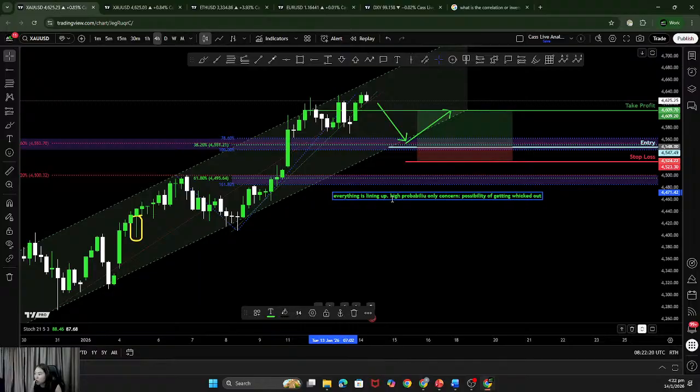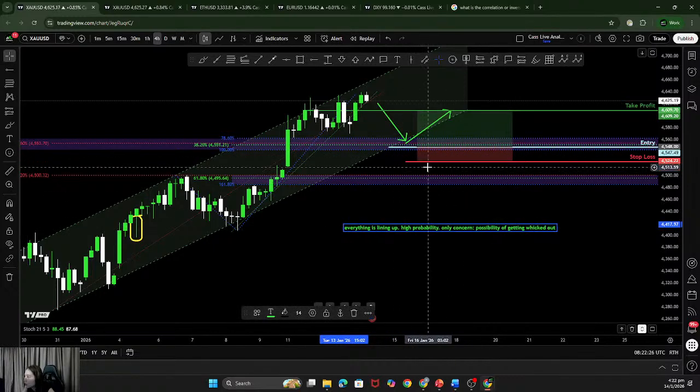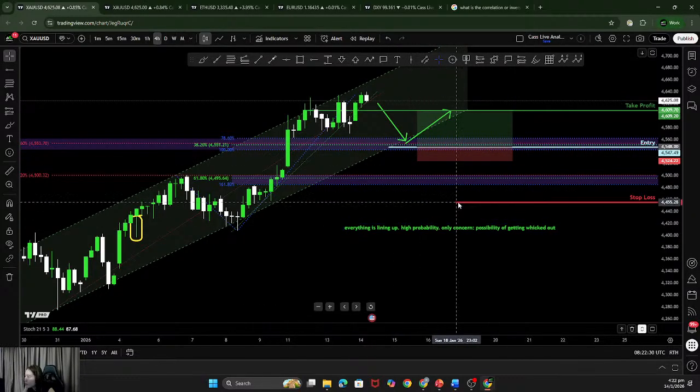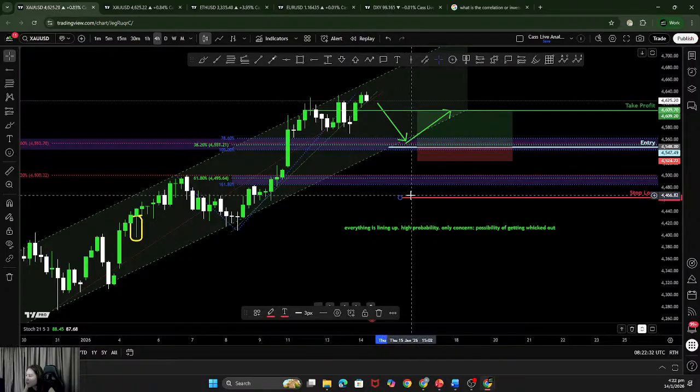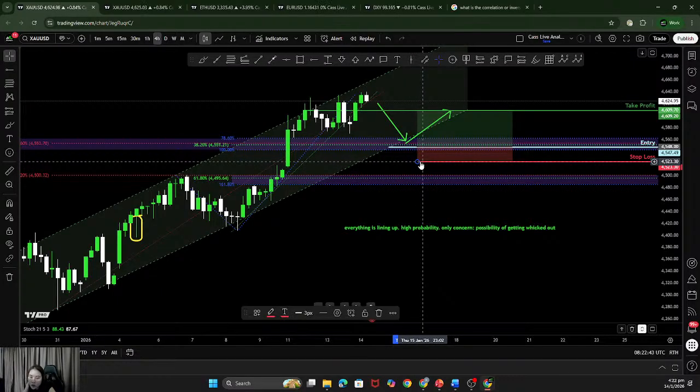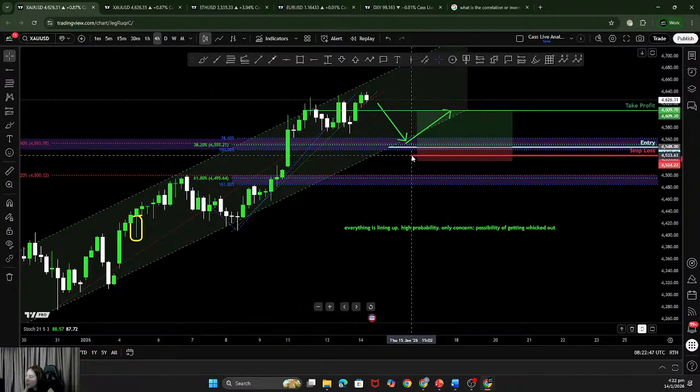Okay, I think this is a high probability setup. My only concern is the possibility of getting wicked out. Look, I can put my stop loss here, and if I'm correct, I'm not going to get wicked out, right? But then my risk to reward wouldn't make sense anymore, right? So sometimes I'm okay to risk a little bit more to make more as well, if it makes sense. It can't be that I put my stop loss here, then that doesn't make sense anymore.